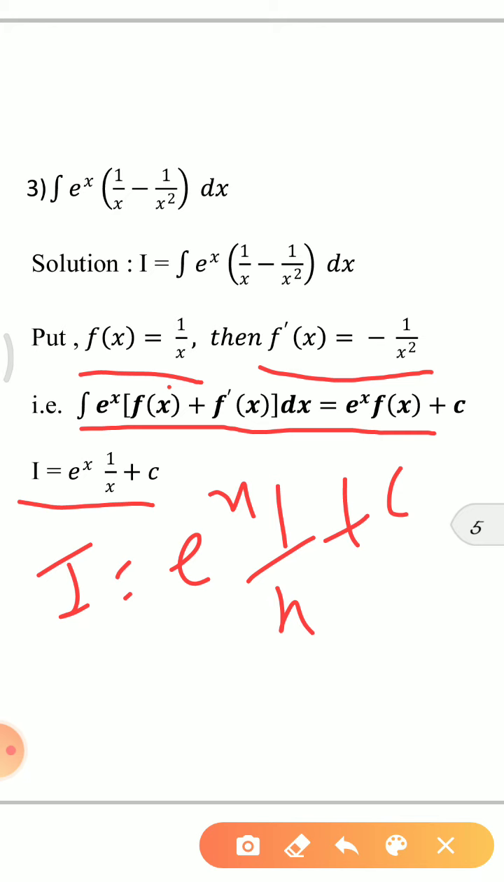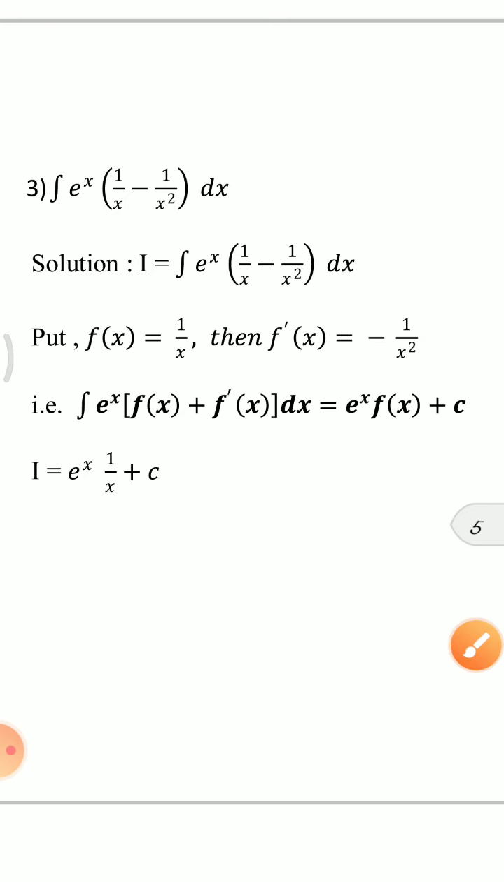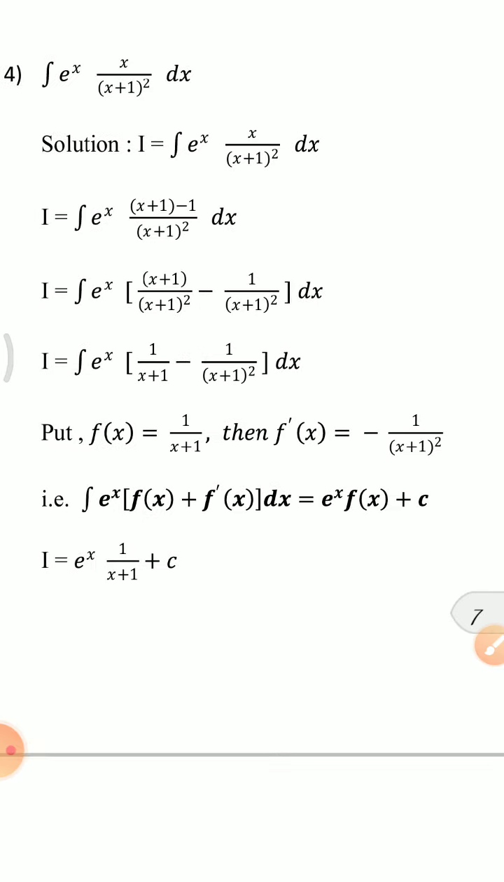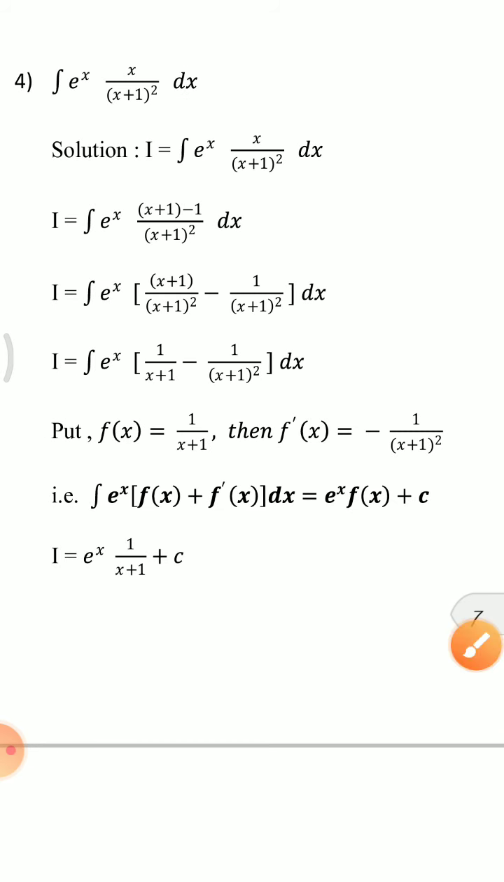This we have to solve in the question here. That means the final answer becomes integration of e raised to x into bracket 1 by x minus 1 upon x square dx is equal to e raised to x into 1 by x plus c. Let's see the next question, question number 4. The same type of question here: integration of e raised to x into x upon x plus 1 the whole square. We have to take the solution.